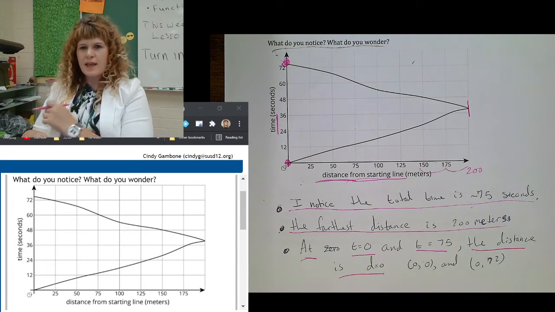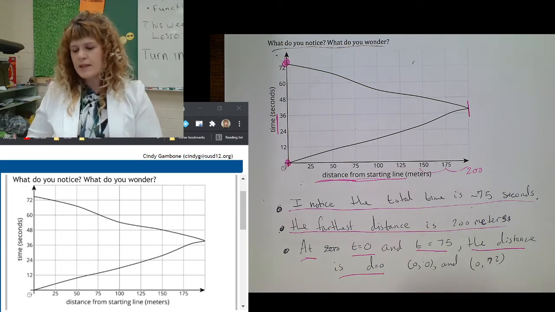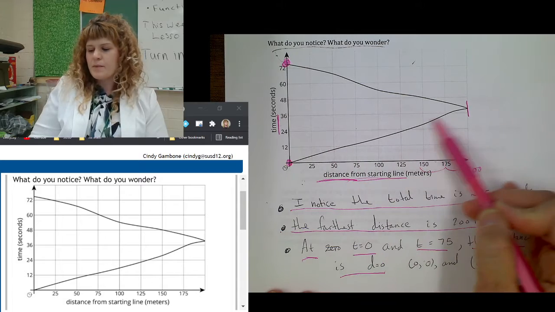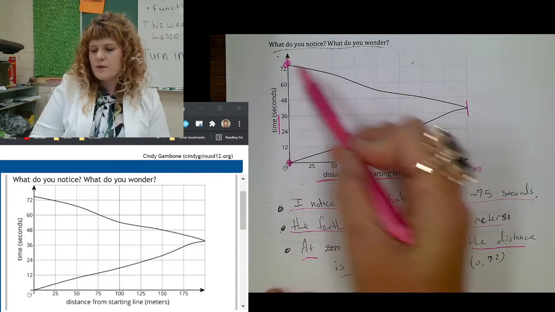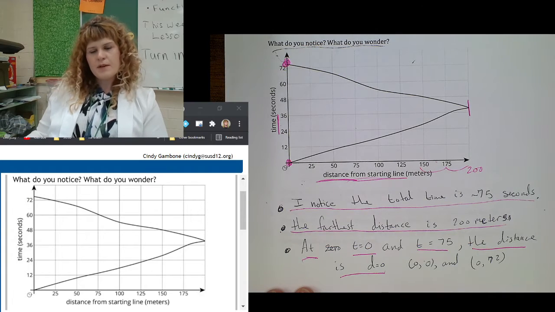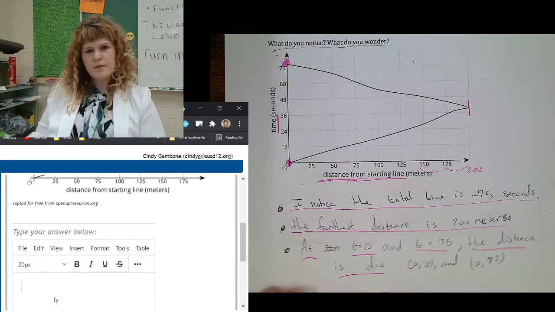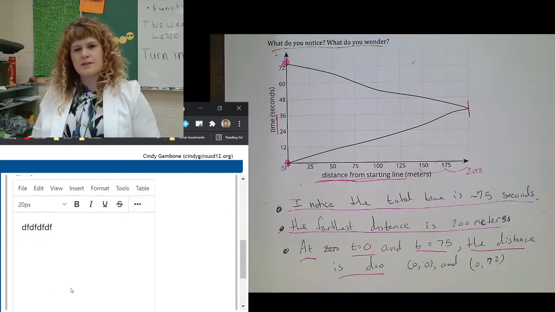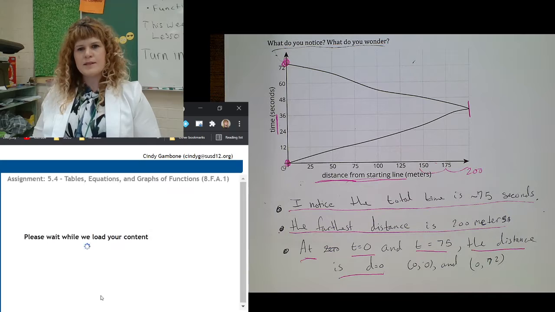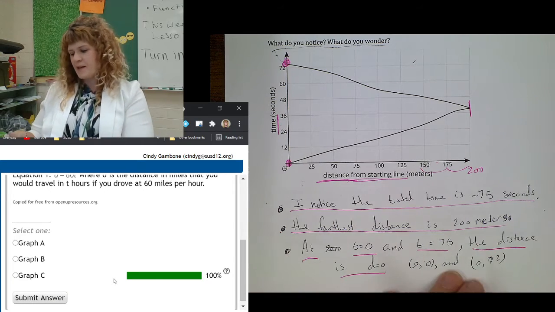Okay, look at the scale. Look at the axis. Maybe you can tell me when you notice the slope is increasing and when you notice the slope is decreasing. Type in your answer. I'm not going to type mine in, so I'll just keep going. You must type in sentences though. Next page.